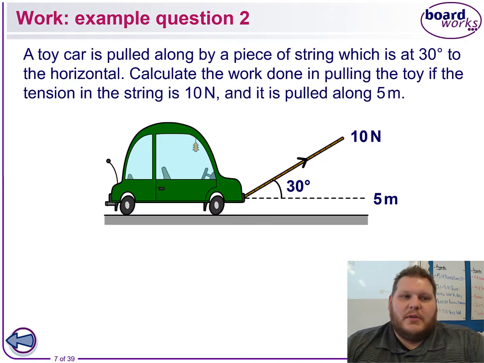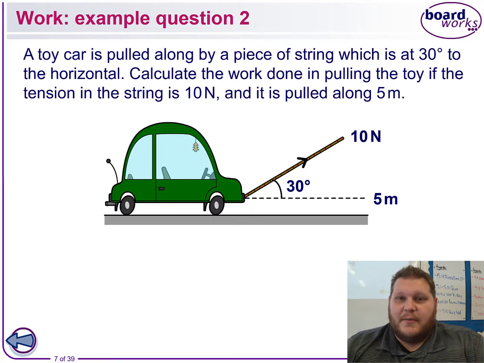Here we have a toy car that's pulled along a piece of string. It's at 30 degrees to the horizontal. We're trying to calculate the work done by pulling the car if the tension on the string, so the force applied, is 10 newtons and it is pulled along for 5 meters. So we've got all three of the things that we would need for this calculation.